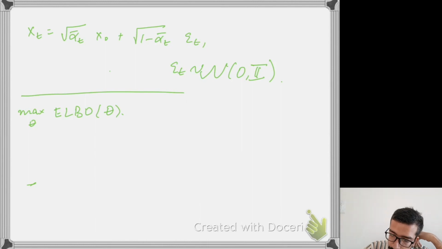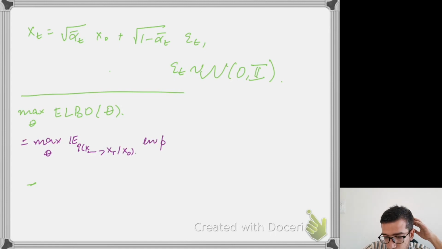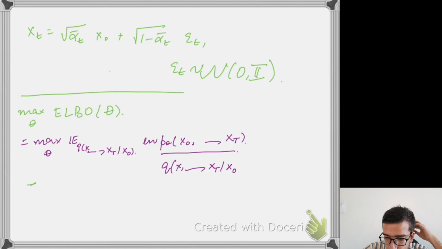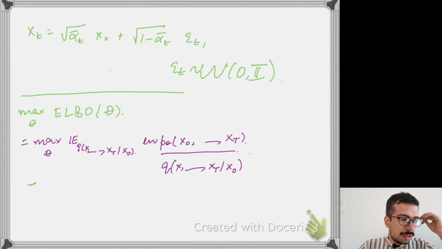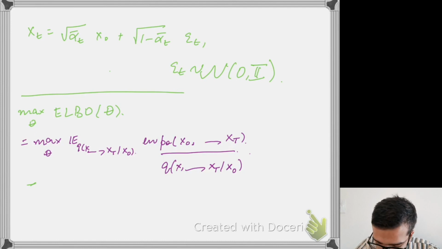And how do we have this ELBO? This ELBO is nothing but the expectation over q of x1 up to xT given x0 of log p theta of x0 up to xT over q of x1 up to xT given x0. And now what we do is that we factorize both numerator and denominator.